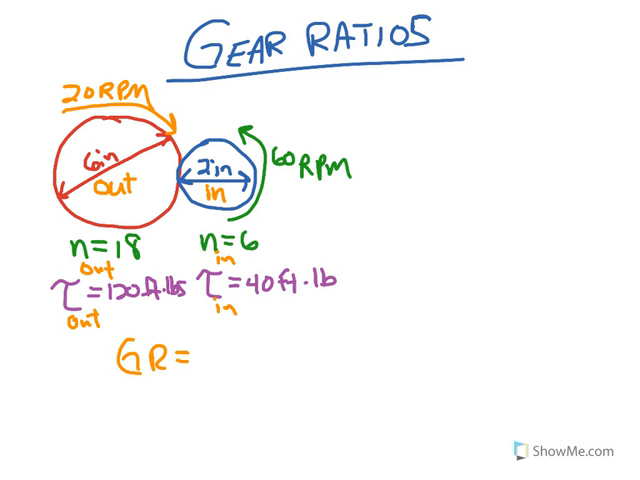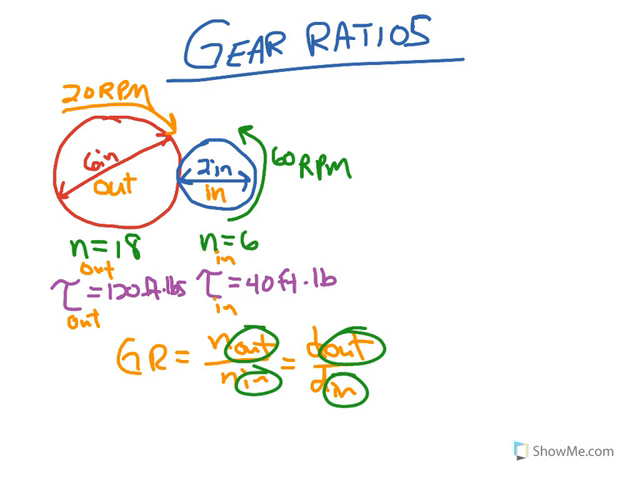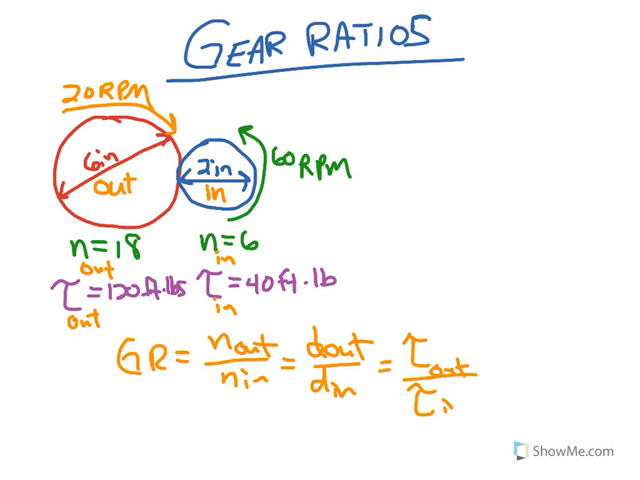So using what we know about gear ratios, we could say the following. Gear ratio equals N_out over N_in, which equals D_out over D_in. Please understand that these little words that I'm writing here are supposed to be subscript. I'm writing them a little bit big, but they're supposed to be subscript, which in turn equals tau_out over tau_in, which equals angular velocities backwards: angular velocity of the in over the angular velocity of the out.